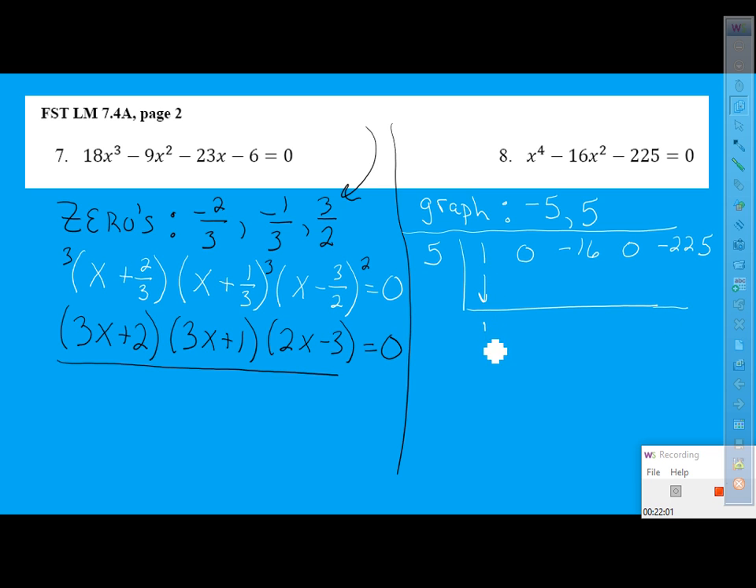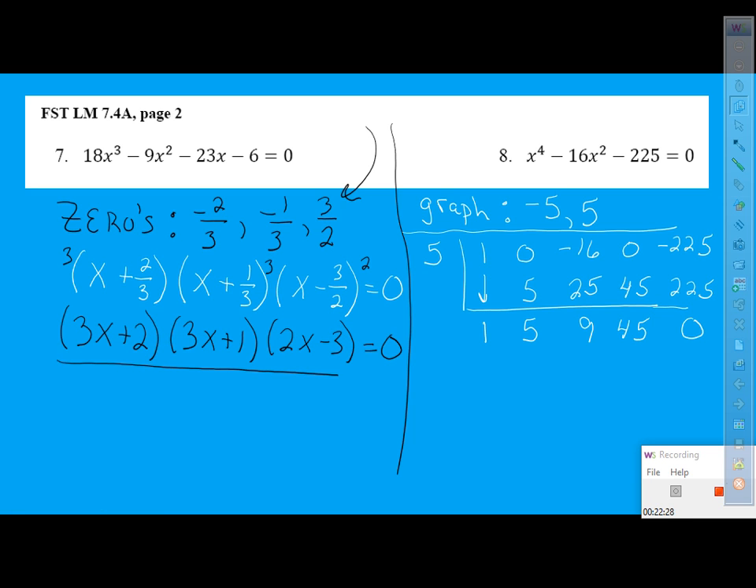Drop your 1. 5 times 1 is 5. Add them up and get 5. 5 times 5 is 25. Add them up and get 9. 5 times 9 is 45. Add them up and get 45. 5 times 45 is 225. Add them up and get 0.